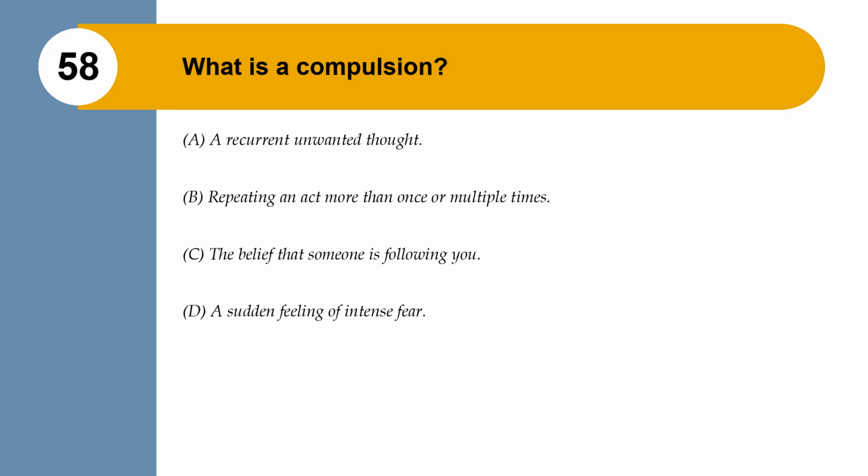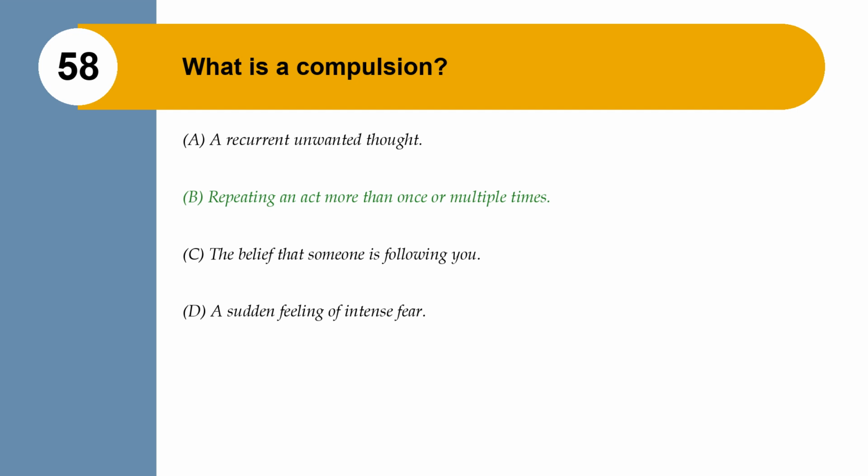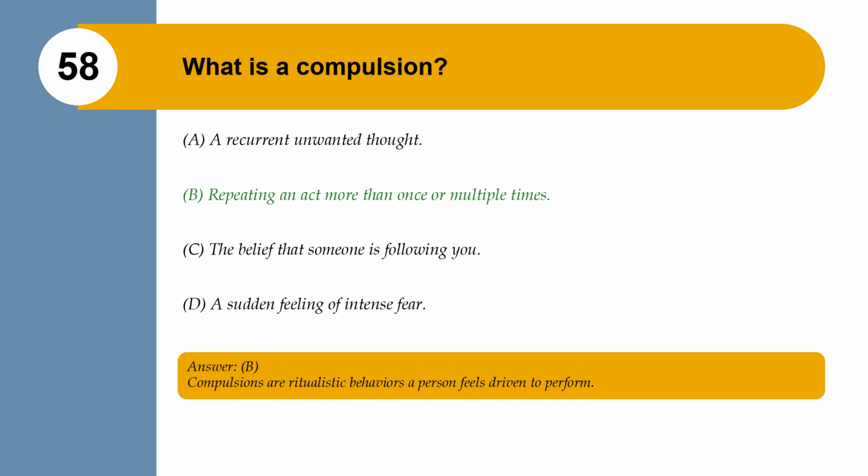Question 58. What is a compulsion? Option A, a recurrent unwanted thought. Option B, repeating an act more than once or multiple times. Option C, the belief that someone is following you. Option D, a sudden feeling of intense fear. The correct answer is option B, repeating an act more than once or multiple times. Explanation. Compulsions are ritualistic behaviors a person feels driven to perform.